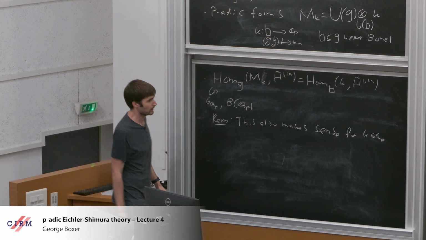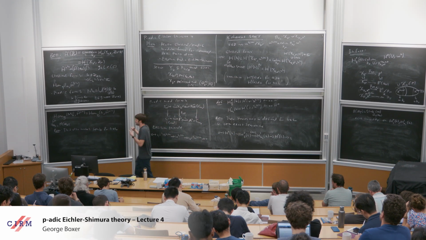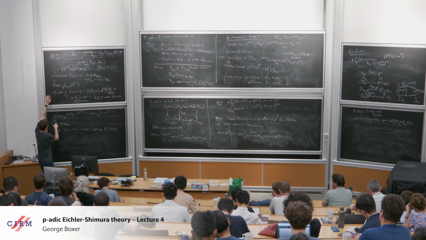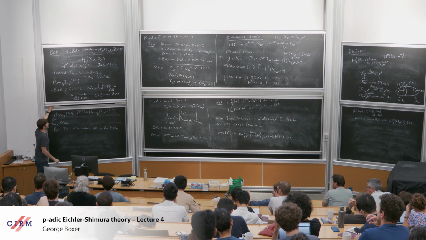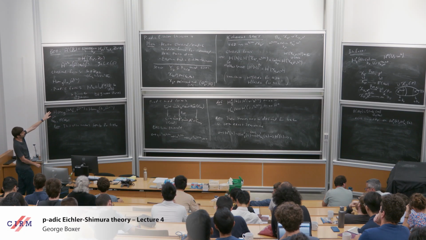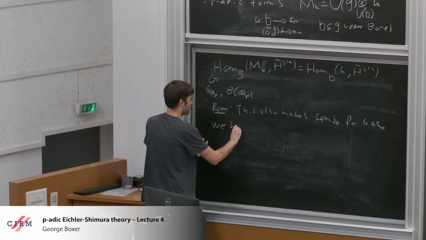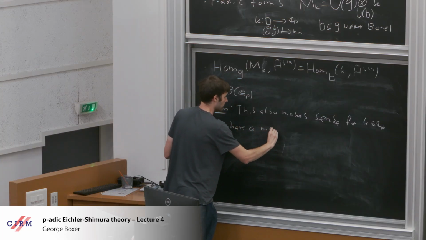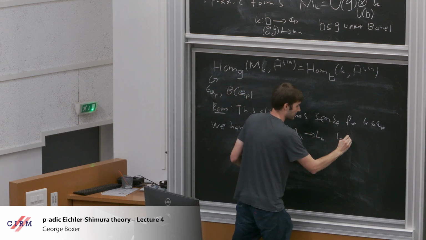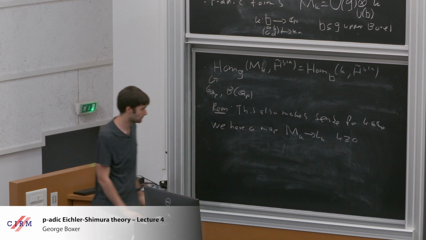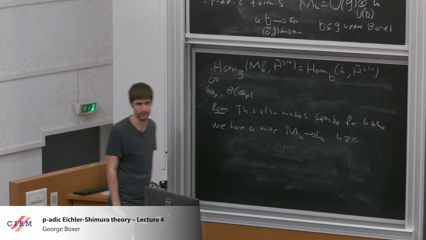Okay, and so as over here, where we have a map from classical forms to p-adic modular forms, you have an analogous map between these two things. What's the relation between the finite dimensional algebraic representation and the Verma module? We have a map M_k to L_k whenever k is bigger than or equal to 0. That's just the map which sends the generator of this Verma module to the highest weight vector here.